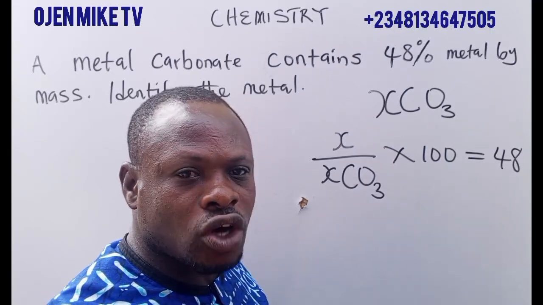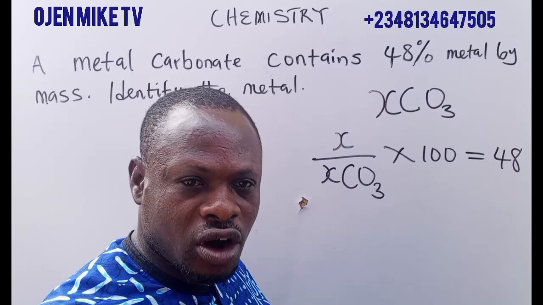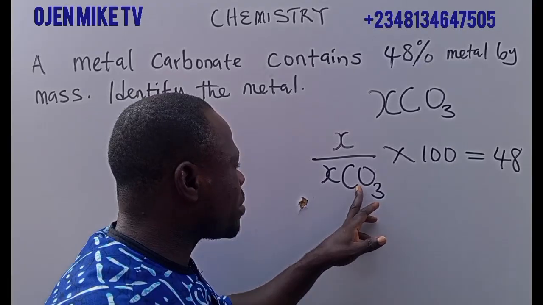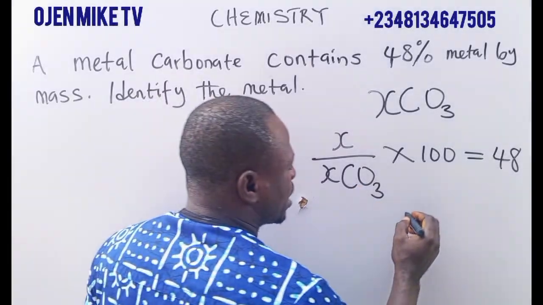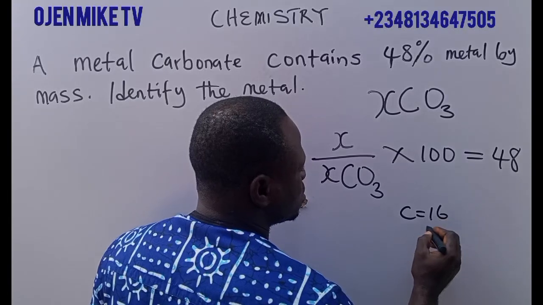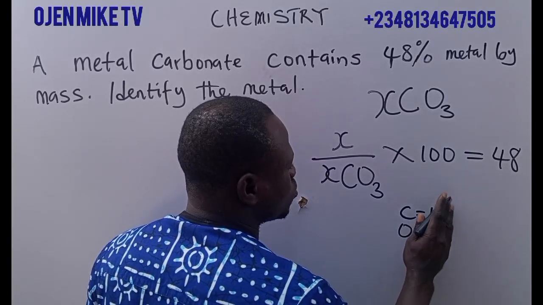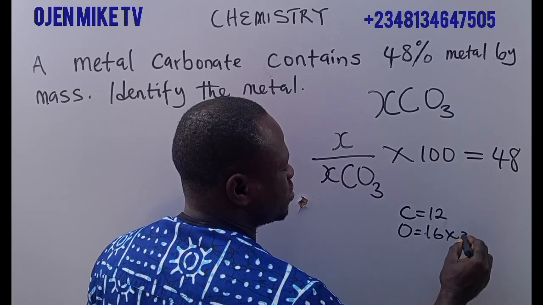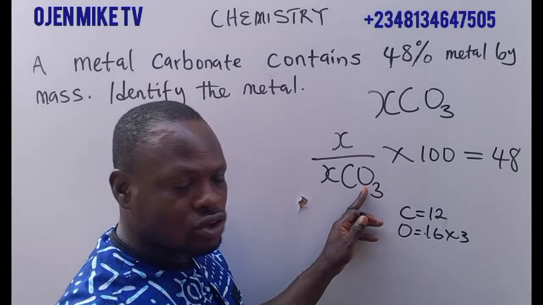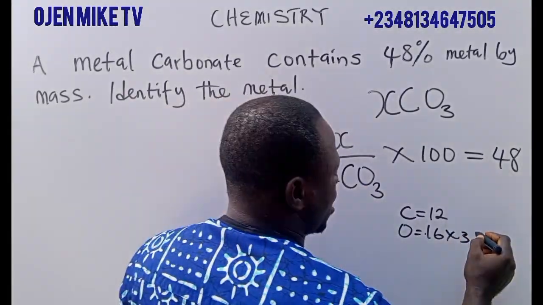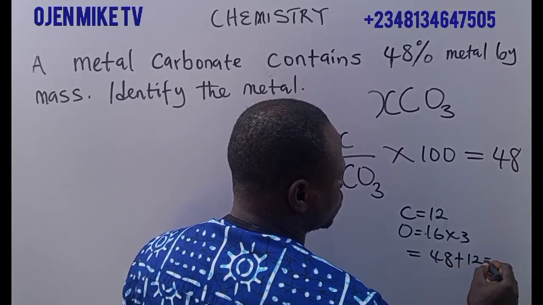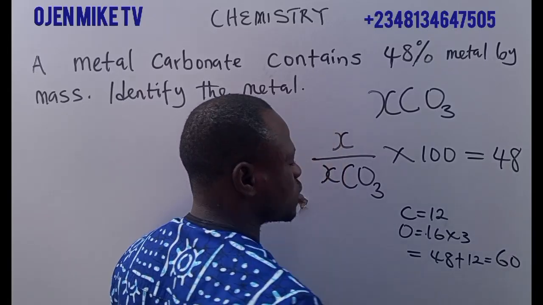If you see this kind of question, you have to express the formula. Now we are going to look at the molecular mass of this carbonate. Remember, carbon is equal to 12. Oxygen is equal to 16, and oxygen has 3 atoms, so 16 times 3 is 48. At the end we have 48 plus 12, which is equal to 60. Do you get that?